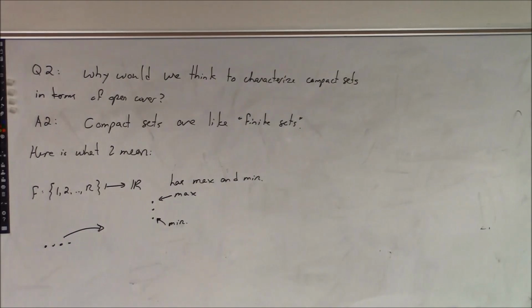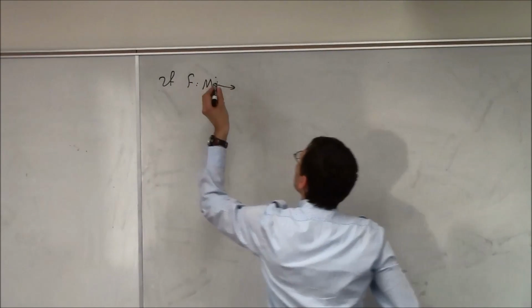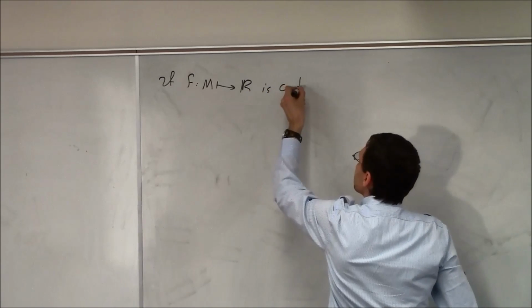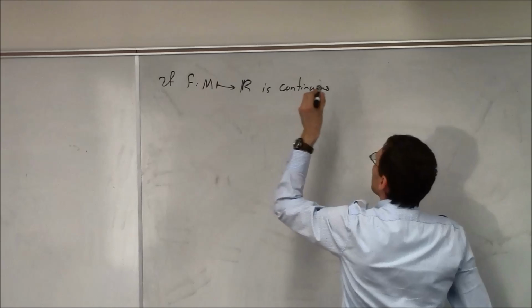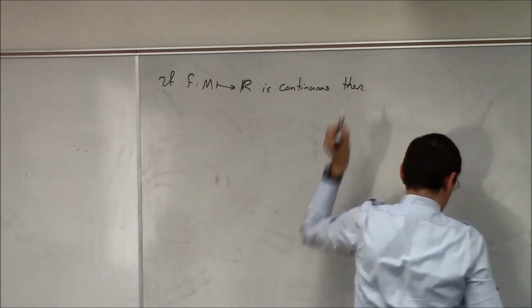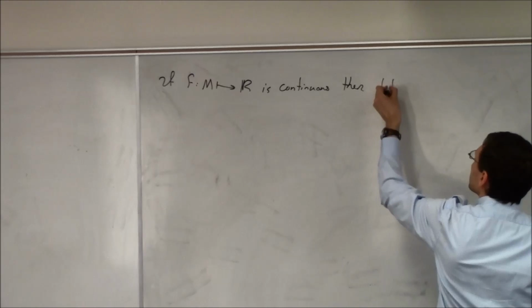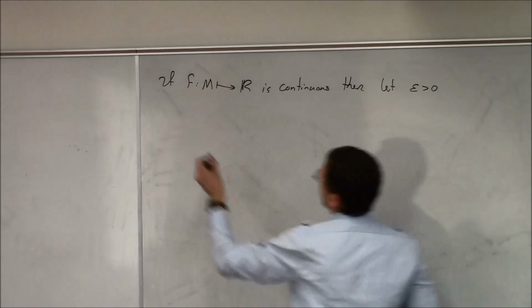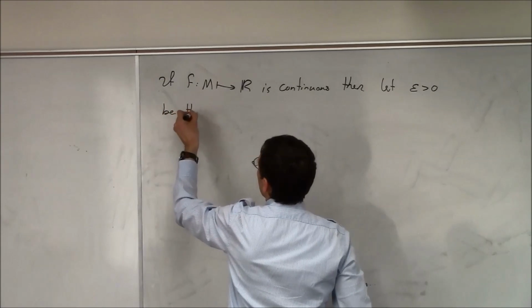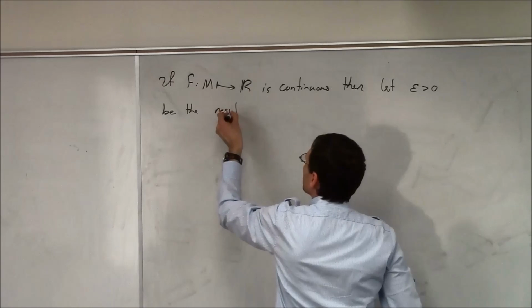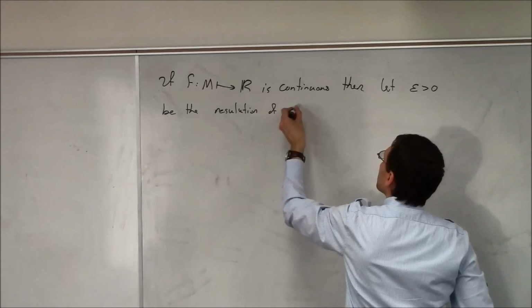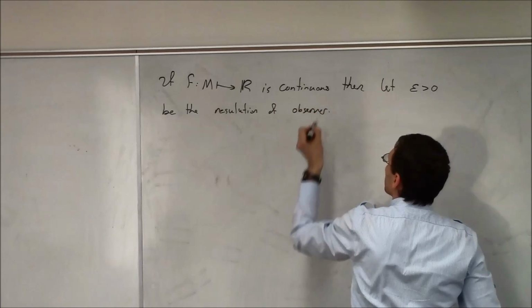If f from M to R is continuous, then let epsilon bigger than 0 be the resolution of the observer. So then what happens?